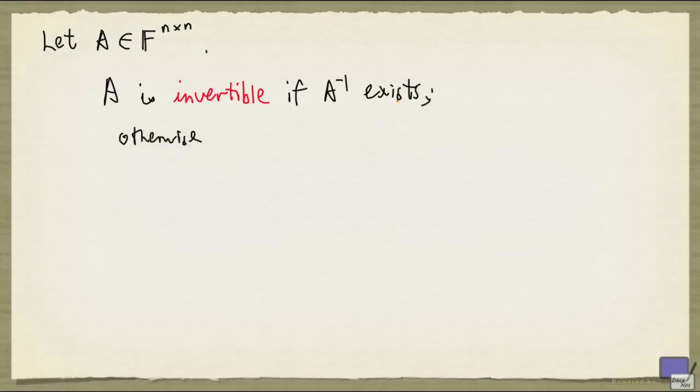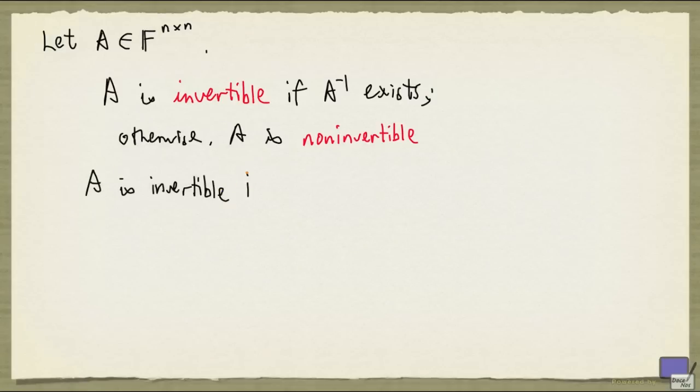Let A be an n by n matrix with entries from a field F. We say that A is invertible if the inverse matrix of A exists. Otherwise, A is non-invertible. There's actually a way to test the invertibility of A without actually trying to find the inverse of A. And the condition is this.